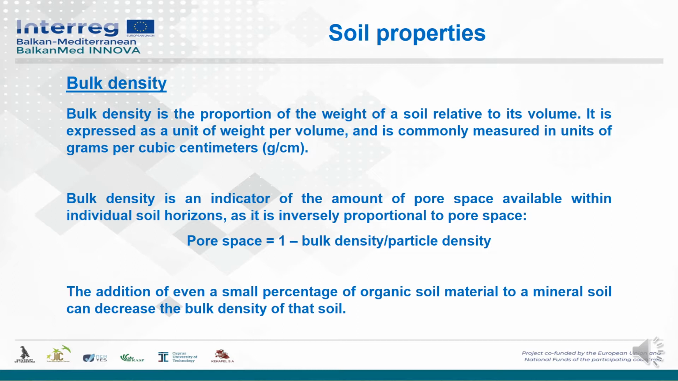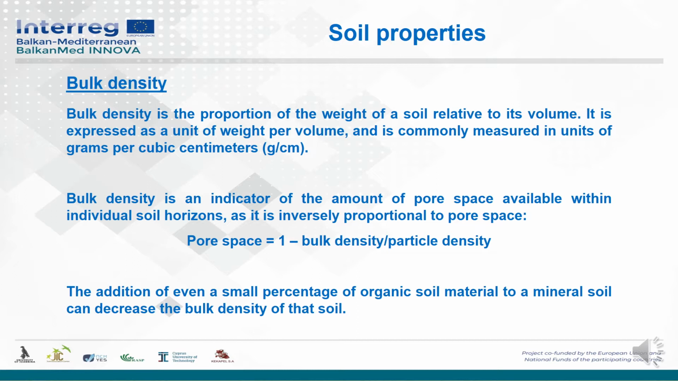The last soil property listed in the physical properties of the soil is bulk density. Bulk density of the soil is the proportion of the weight of the soil relative to its volume. It is expressed as a unit of weight per volume and is commonly measured in units of grams per cubic centimeter.